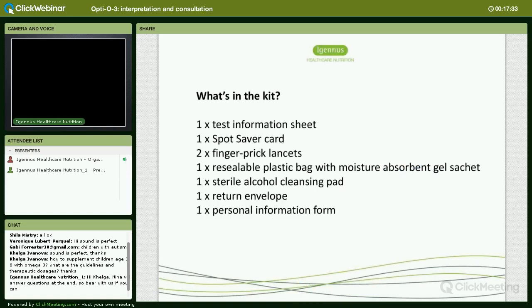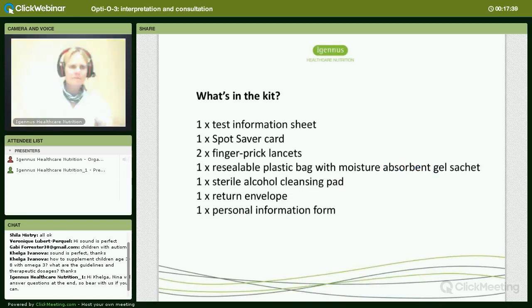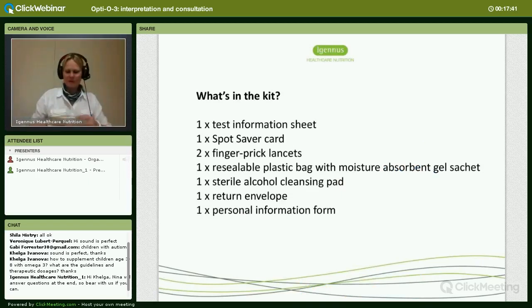Okay, so next slide is what do we get in our kit? And this is where I get interactive. So what do we get in our kit? This is our kit. It comes in a nice little flat box, so we can post it directly. This can go directly to your client, or you can stock this in your practice.